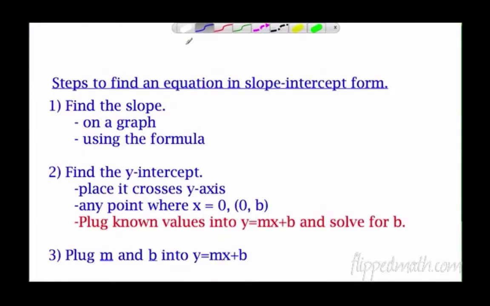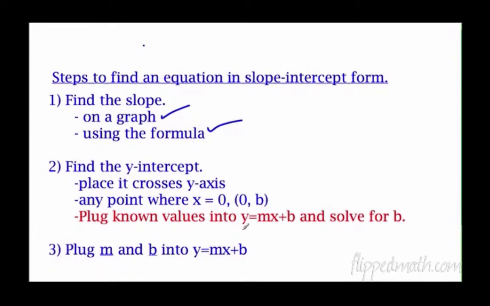All right, so let's take a look. These were the steps we had last time. Notice all these steps are exactly the same as before. Find the slope. We're going to do that either on a graph or using the formula, remember, y2 minus y1 over x2 minus x1. We're going to find the y-intercept, and last time we did it by looking at the y-axis, and we're still going to do that if possible. We're going to look at any point where x equals 0. But now we have this third option.